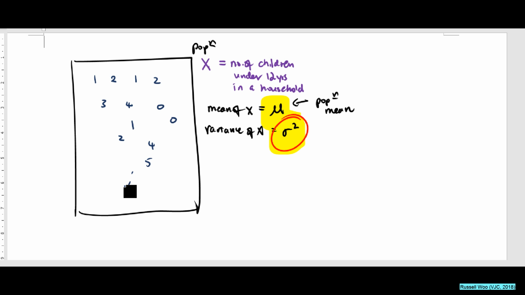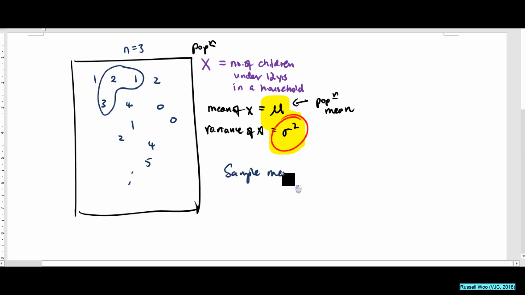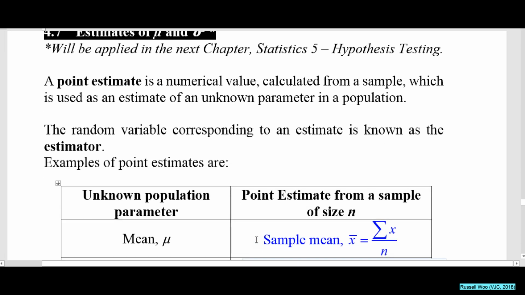We take a sample. It can be 3, it can be 30, it can be 500, it doesn't matter, but we take 3 here. Now, this is what I call the sample mean. All right, sample mean. And I said on Tuesday that this sample mean estimates the population mean. I think it makes perfect sense.